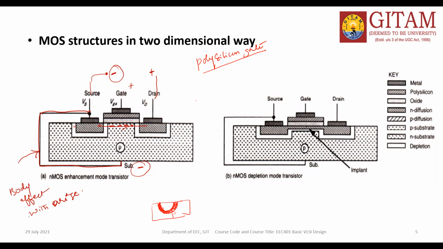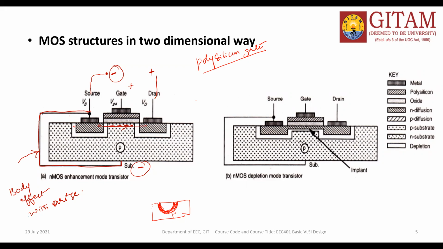So the body effect should not be entertained at any cost. One way is that because both are at the negative potential, that's the reason we connected this. But the actual truth is that, in order to avoid the body effect, we have to connect the source and substrate at the same potential. Okay, fine. So far so good.